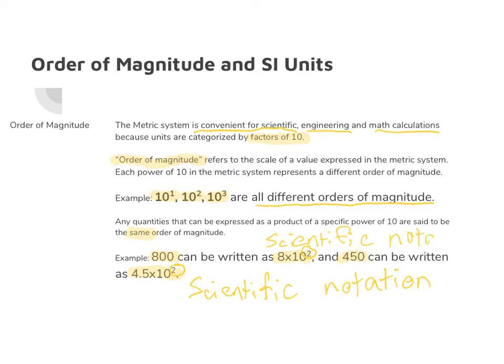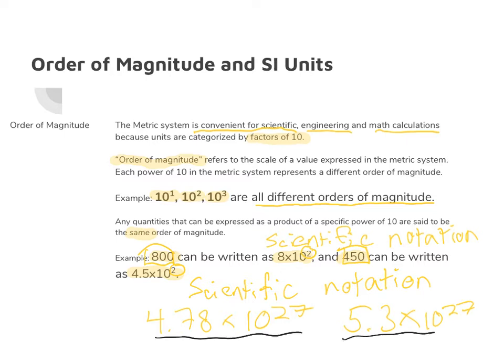Now this is very intuitive because we can understand what 800 and 450 are much easier. But as we get into larger and larger numbers, something like 4.78 times 10 to the 27 or 5.3 times 10 to the 27, both of these numbers that I just made up are also in the same order of magnitude.